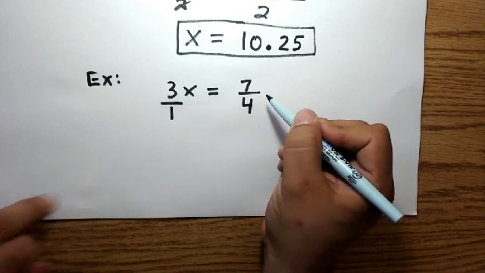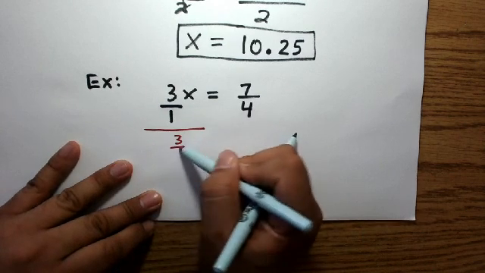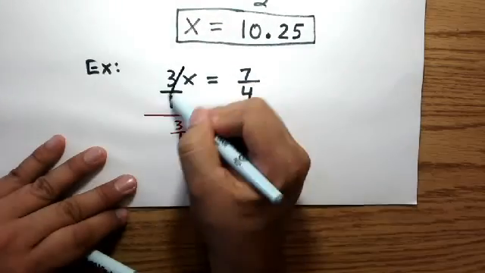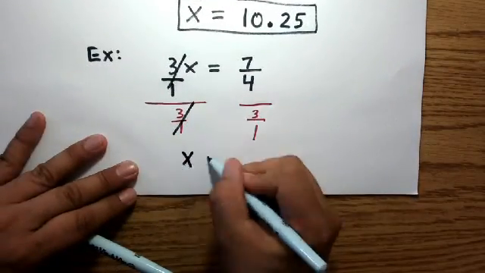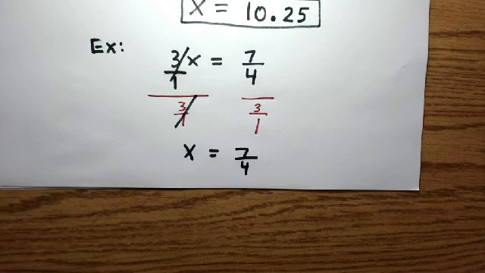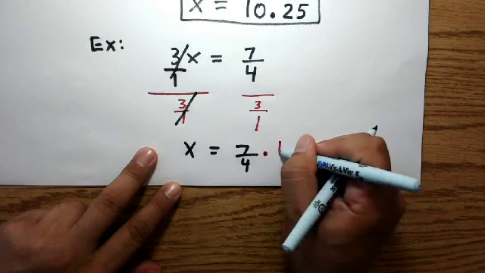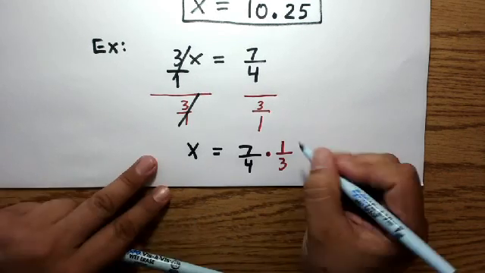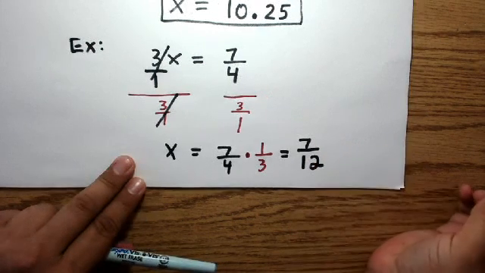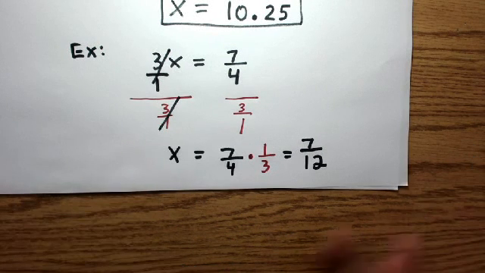Are you guys taking notes? Yes. So we divide by 3 over 1, divide by 3 over 1, okay? So this gives us x equals 7 over 4 divided by 3 over 1, which is really times what? 1 over 3, which would give us 7 over what? 7 over 12. Do you all see the difference? Go ahead and jot that example down.